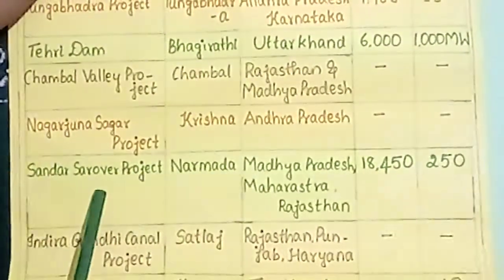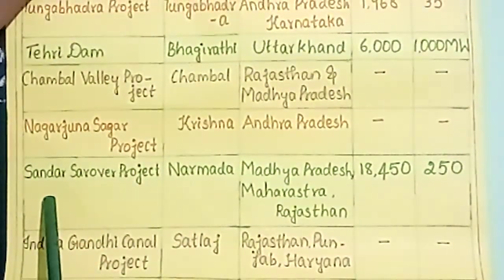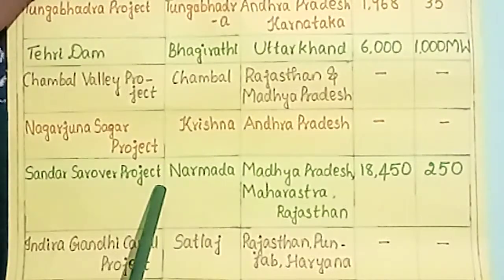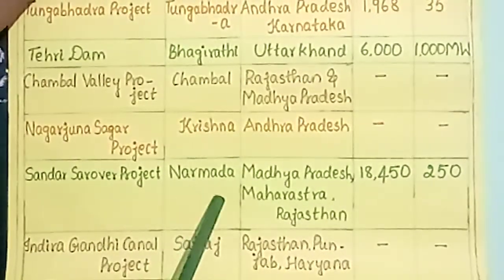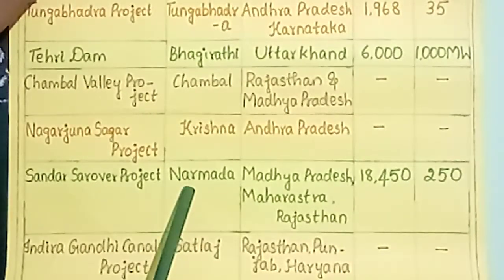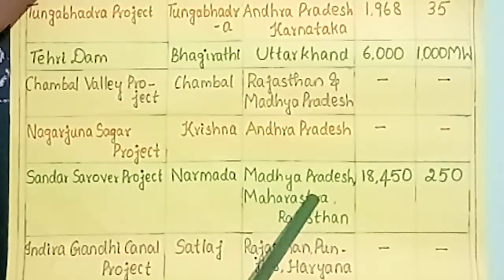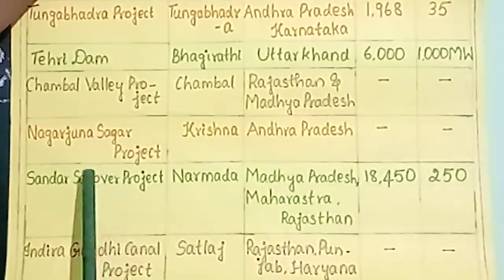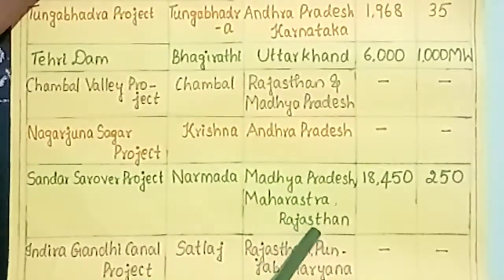Then the next one is the Sardar Sarovar project. This dam is built across the river Narmada. The benefited states are Madhya Pradesh, Maharashtra, and Rajasthan.